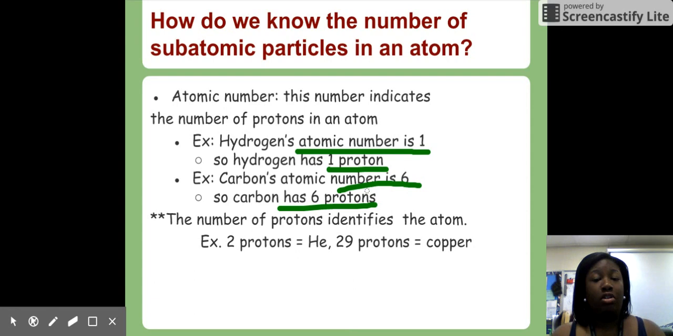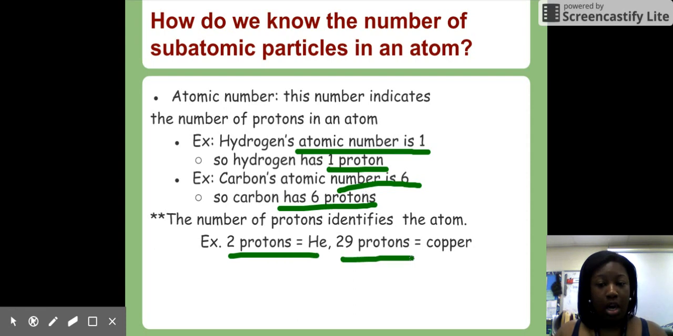So the number of protons identifies the atom. And this is very, very important. So if the number is 1 in hydrogen, that number 1 is telling me it's hydrogen, and it's specific only to hydrogen. If I had any other number, it wouldn't be hydrogen. Okay, so 2 protons is helium. Okay, in this example right here. If we had 29 protons, it would be copper. Okay.